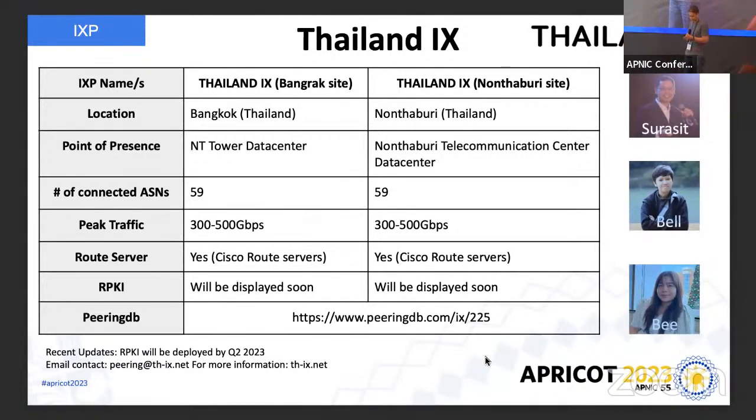Hello, everyone. I'm B from Thailand IX. Our IX locations are in Bangkok and Nonthaburi. We have 59 members connected to us, and the traffic is more than 300 gigs. You can find more information at our website, th.ix.net, or on PeeringDB, and you can also contact our team, Surasit, Bale, or B.